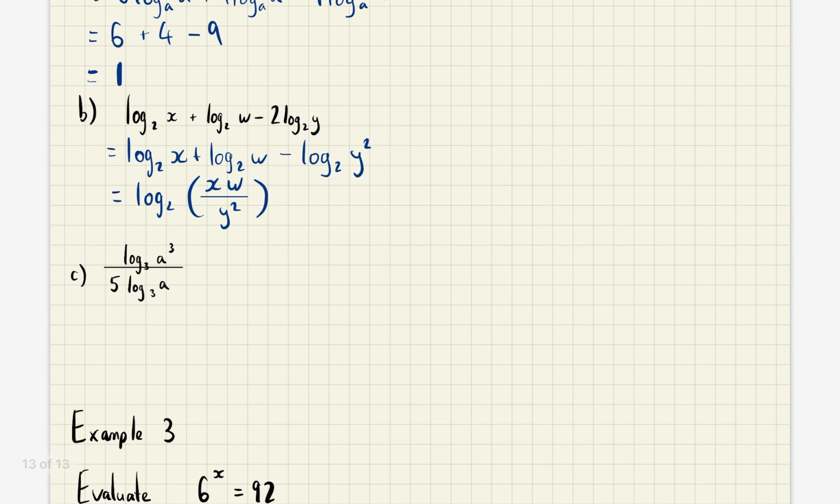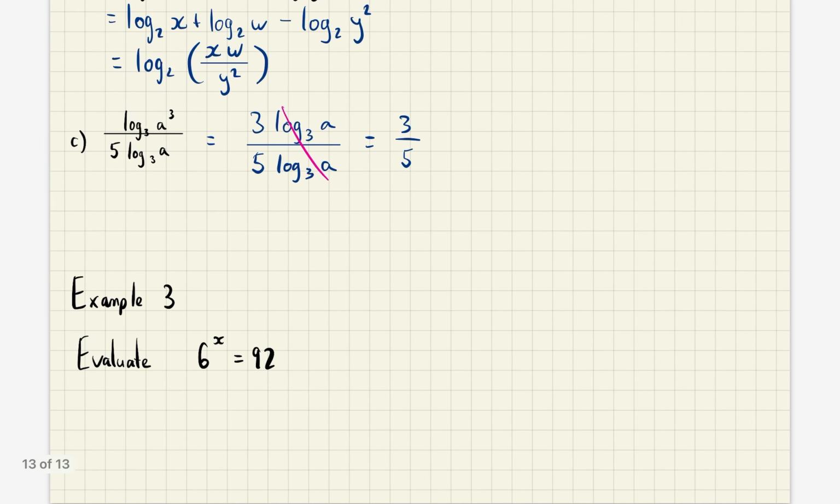For part C, you'll notice that these look basically the same, and it's a fraction, so we might be able to cancel things out, but this 3 is in the way. So I'm going to use the exponent law and bring it to the front. So I can rewrite that as 3 log base 3 of a all over 5 log base 3 of a. So they're the same, so I can cancel them out. So I'm left with 3/5. That's all we need to do for that question.